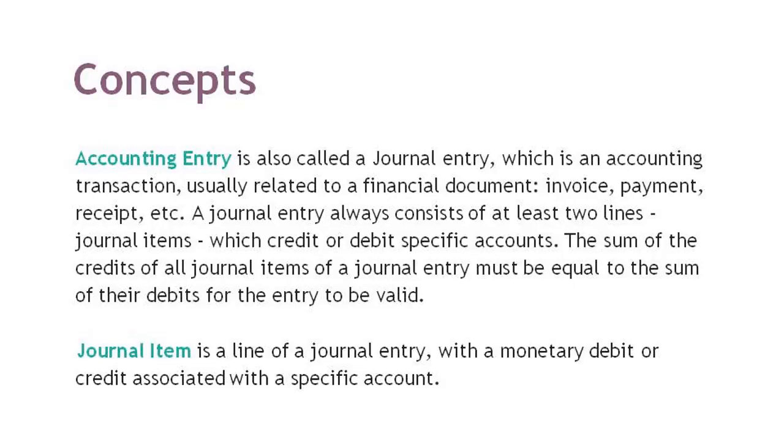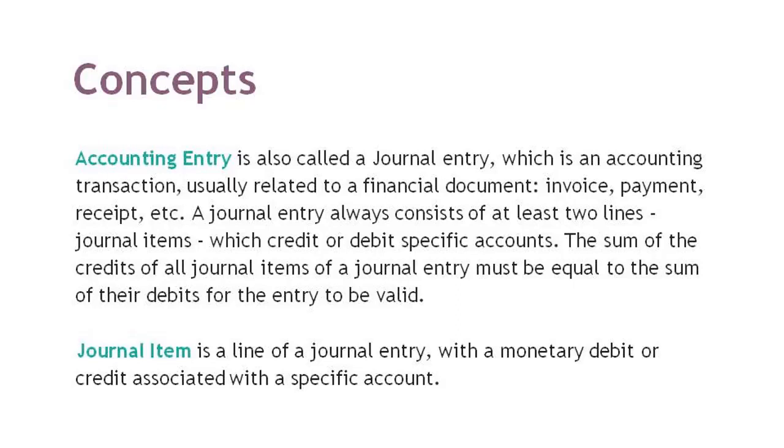And as you can see here, there's always at least two lines, one for the debit and one for the credit. And also the sum of all the credits and all the debits of the same accounting entry must always be balanced. And inside the journal entry, you will usually have some header information, but then you will have lines, and those lines are what we call journal items.